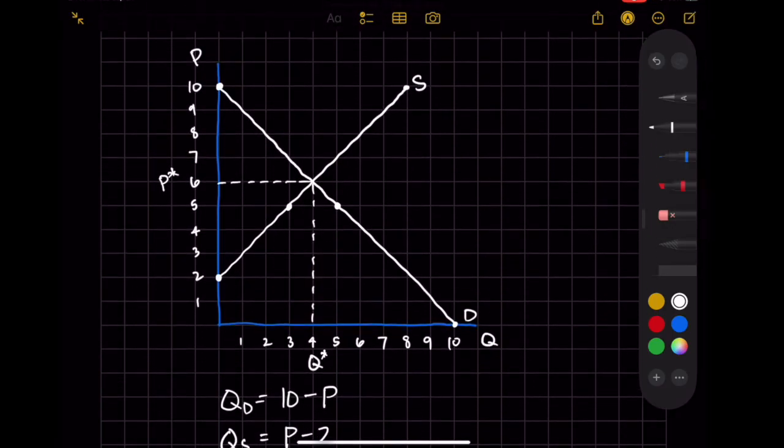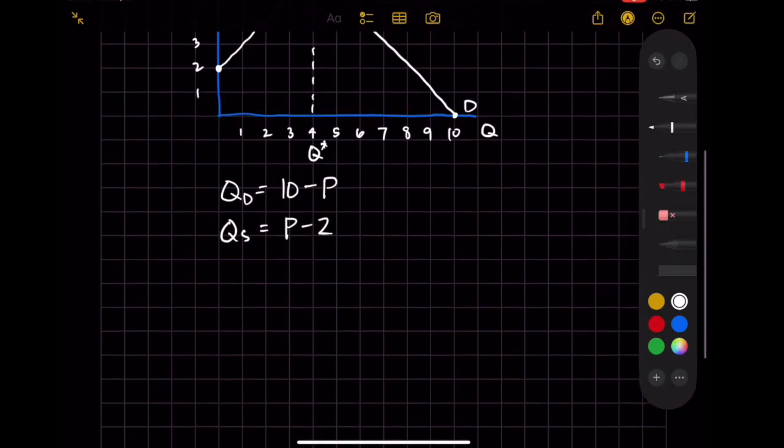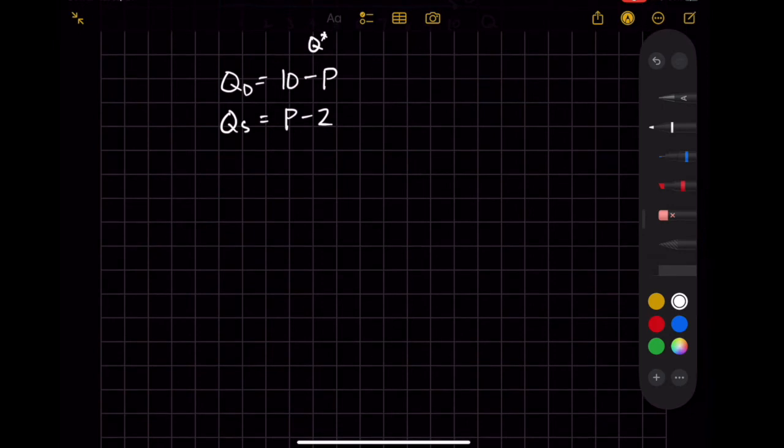Now, it's not always the case that this lands exactly on one of the prices or quantities here. So we also want to talk about how to solve this algebraically. So using algebra, we can solve for the P and Q that sets these two functions equal to each other. So the first step is to put them equal to each other. Okay, so we'll start with 10 minus P is equal to P minus 2.